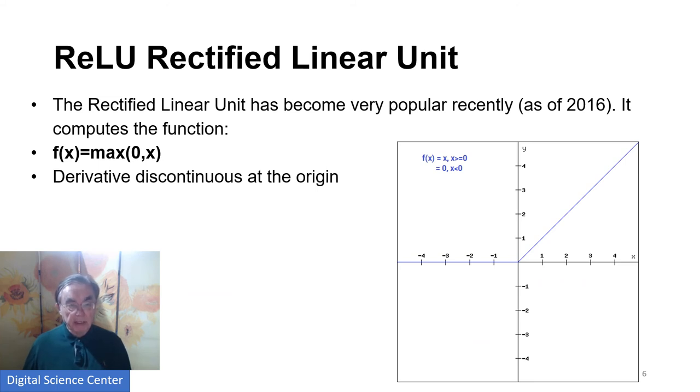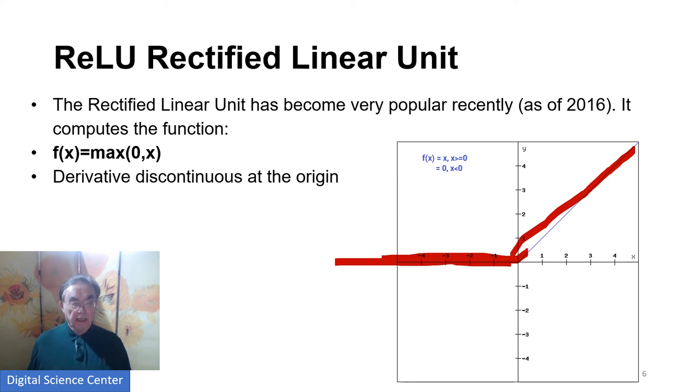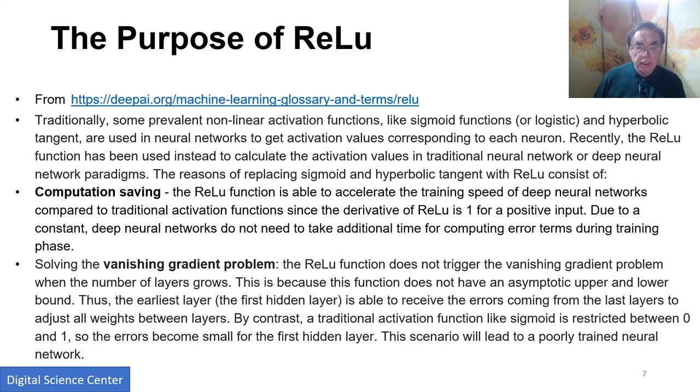Here is the rectified linear unit, which is linear if the number is positive, and zero otherwise. Of course, this has some interesting properties, which can actually come back to bite you. They're very well behaved up here if the argument's positive. The derivative is discontinuous at the origin, and the derivative is zero for negative values. Too many zeros give you a problem, and we come back to that with the vanishing gradient problem.